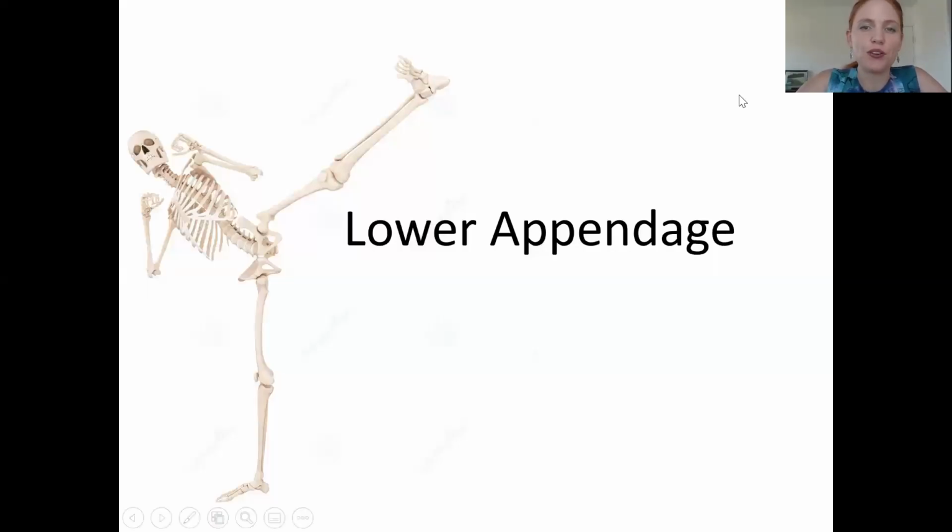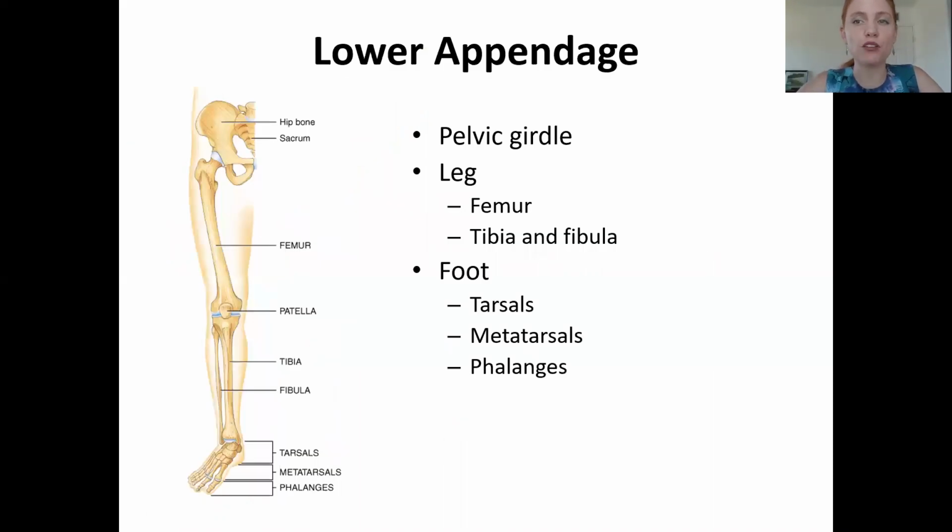Hello, everyone. We are now on the lower appendage. We've already talked about the upper appendage of the arm bones, and now we're going to talk about the leg bones, starting with the pelvic girdle.